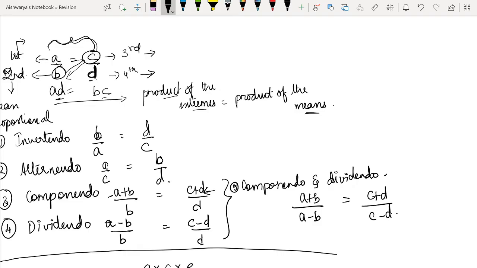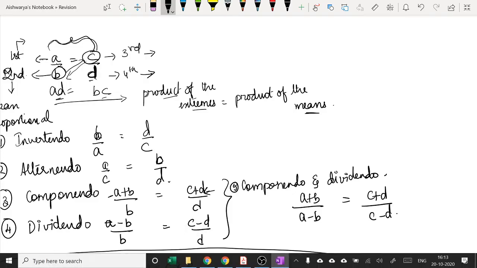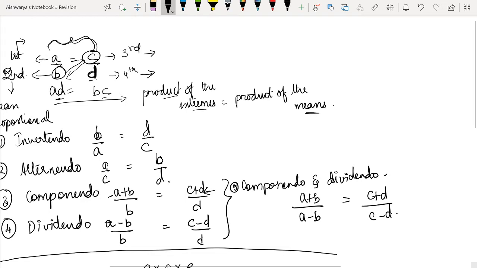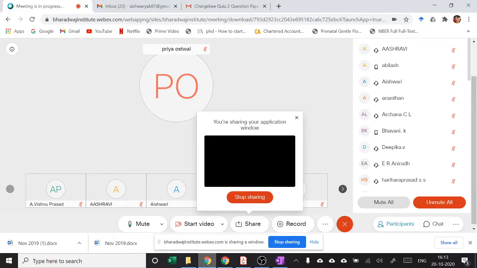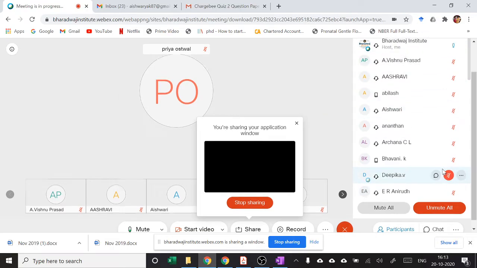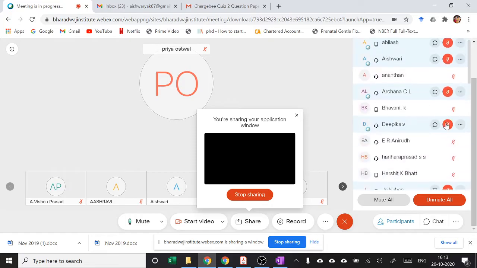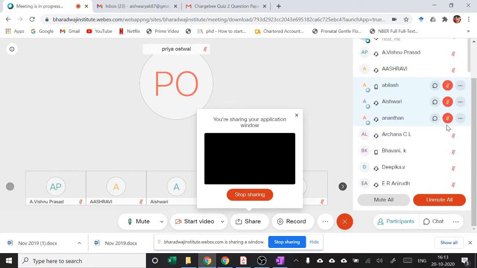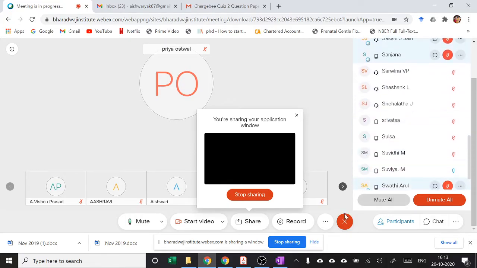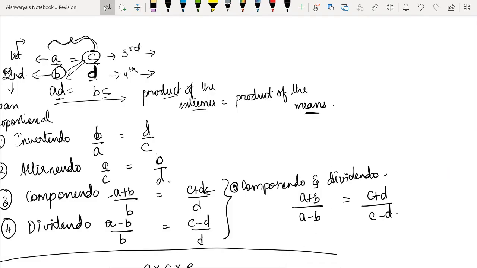Are we clear so far? Anything else you want to add on? Anything I have missed out? Anybody wants to add on anything more to this? Okay.